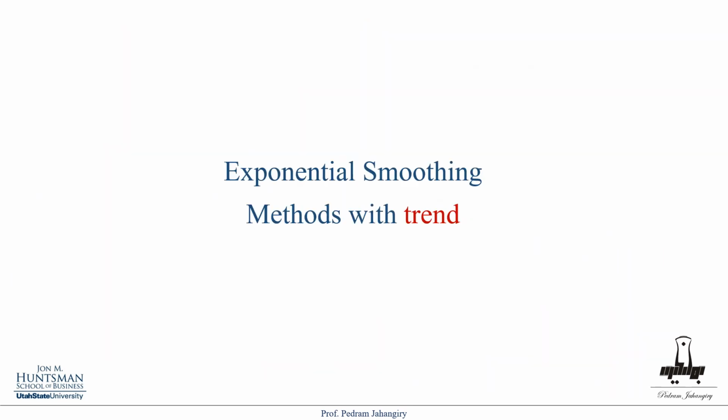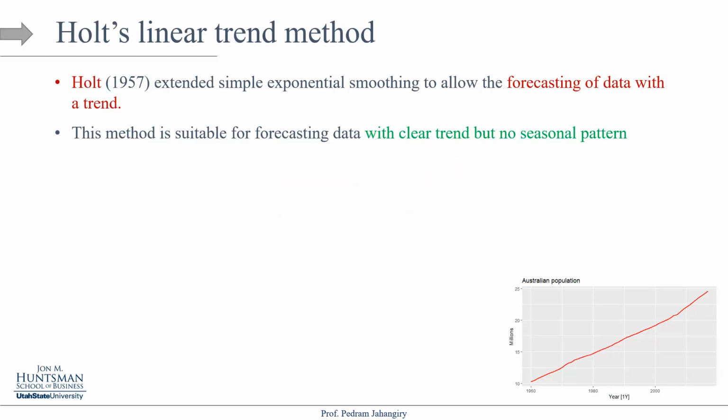All right, now let's move on to our second method, which is exponential smoothing methods with trend. All right, Holt's linear trend method. So back in 1956, Holt extended the SES method to allow forecasting of data with a trend, right? So this model is suitable for forecasting data when there's a clear trend and no seasonality. Look at that. This is a clear trend. We're talking about Australian population and with no seasonality. Obviously, it doesn't make any sense to use the SES model because the projections are not going to be good.